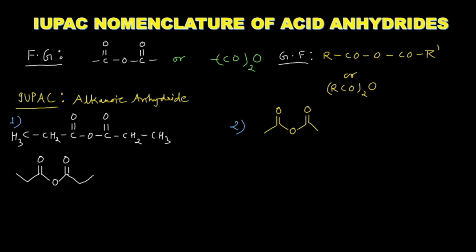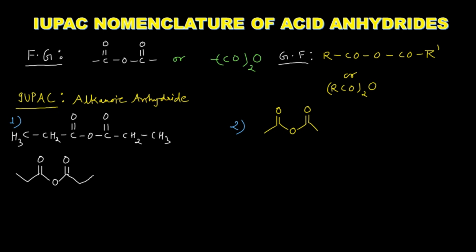So how can we write the IUPAC nomenclature of this compound? The IUPAC name of acid anhydrides would be alkanoic anhydride. Anhydride would be common. Alk is for the word root, and oic is for the acid. And since they are the anhydrous form, that means they lost a water molecule during the formation of the anhydrides, so we write anhydride.